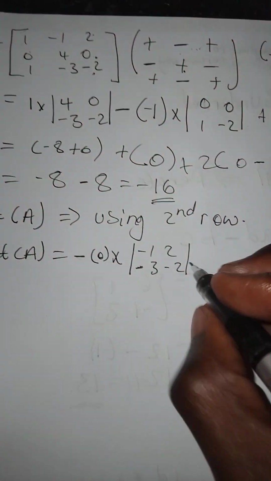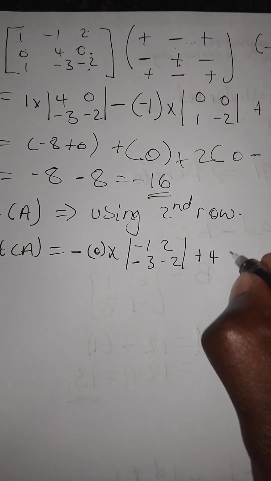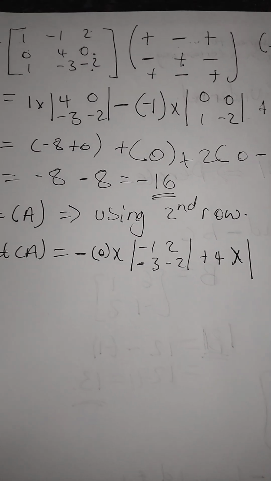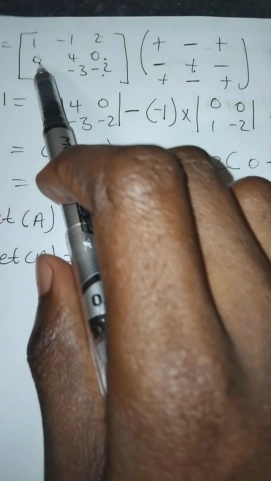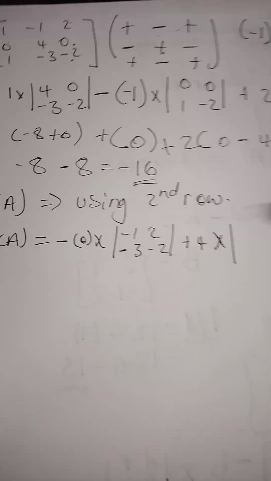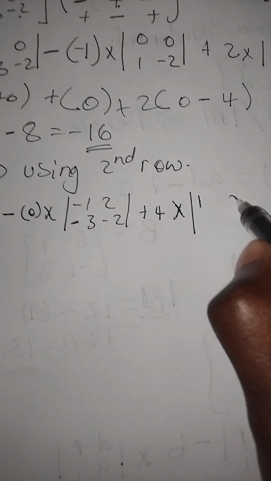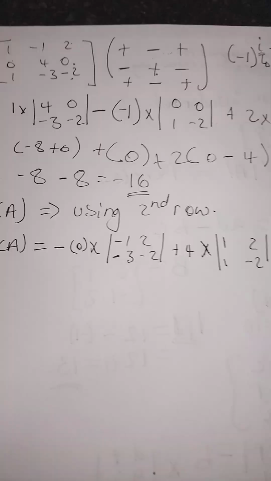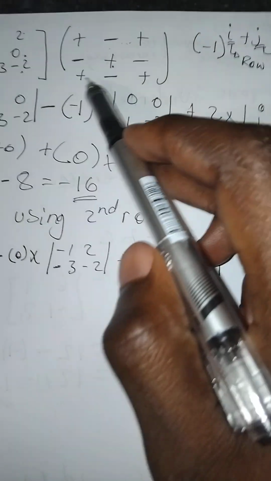Then for the second one, I'm going to use plus. So it's plus 4 multiplied by, we cancel the respective row and column, so we remain with 1, 2, 1 minus 2, like that. Then the last one is going to go with the positive.